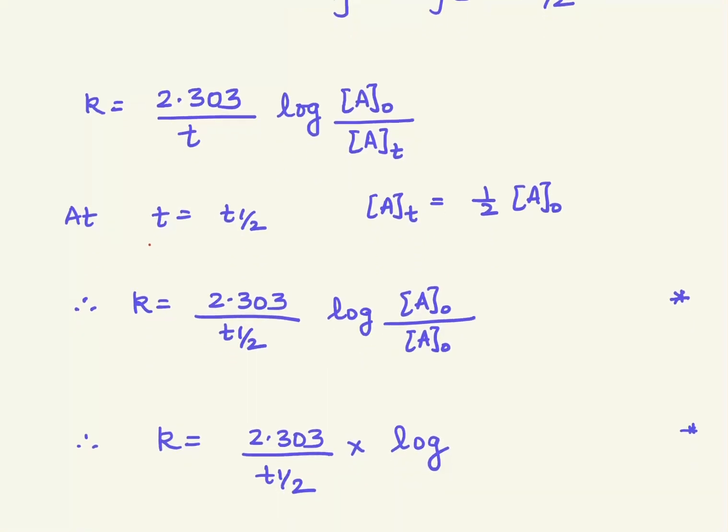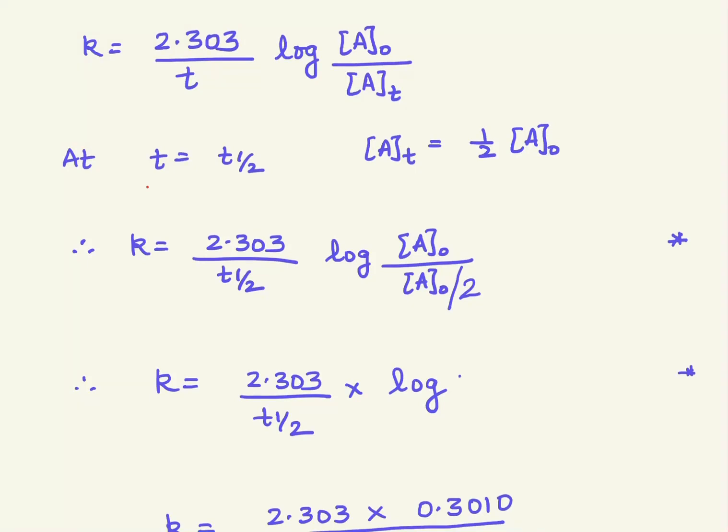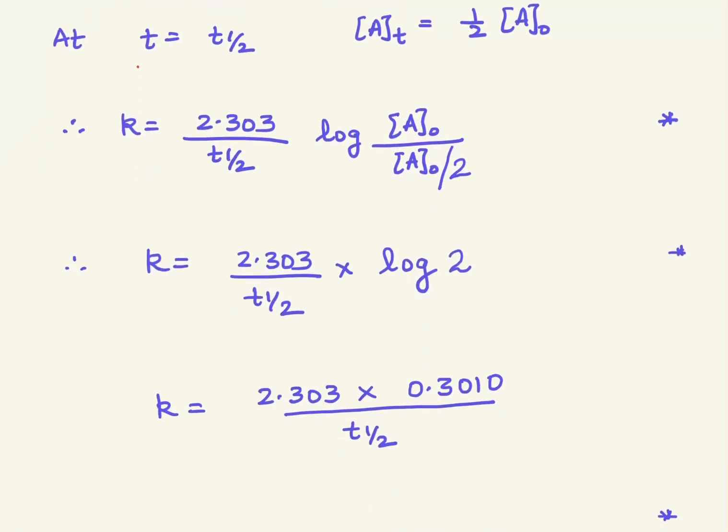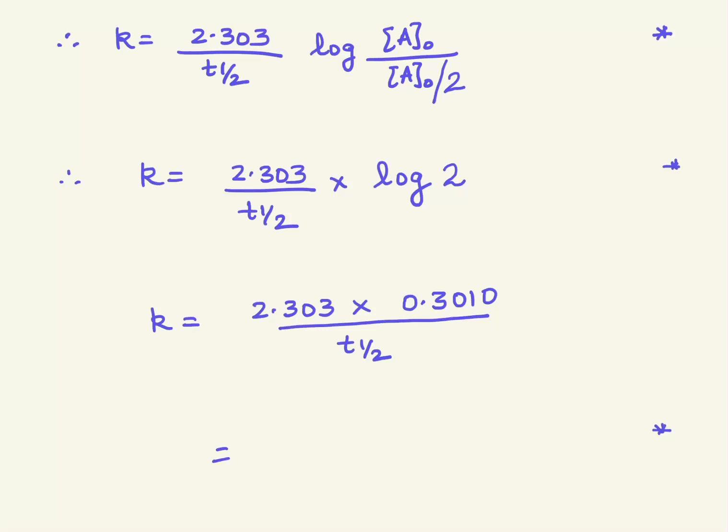So if half of the reactants are consumed, what will remain is half of the initial value. So we take the same integrated rate law equation and substitute At as A naught divided by 2. There we go. Now, if you simplify it, you'll get log 2 over here. K is equal to 2.303 upon T half log of 2. Now, what is log of 2 equal to? 0.3010. You can easily memorize it. So, K is equal to 2.303 into 0.3010 divided by the half-life period of the first order reaction.